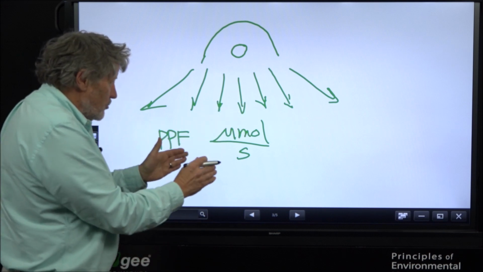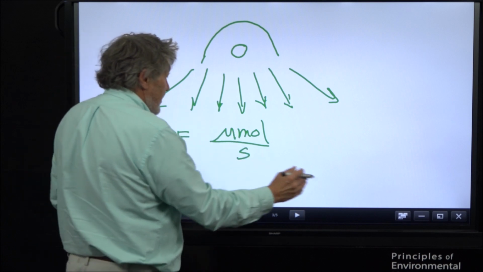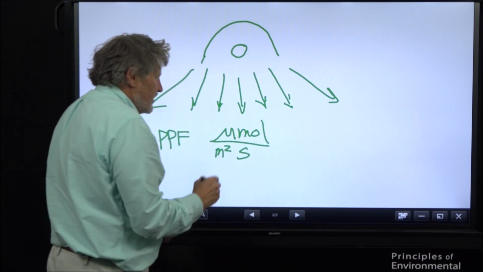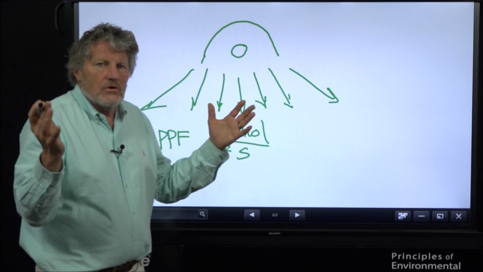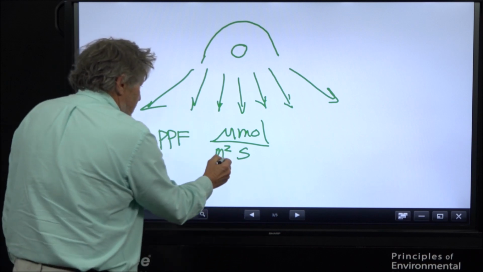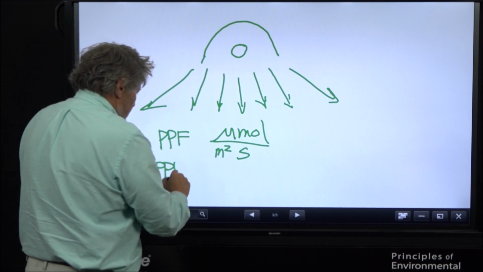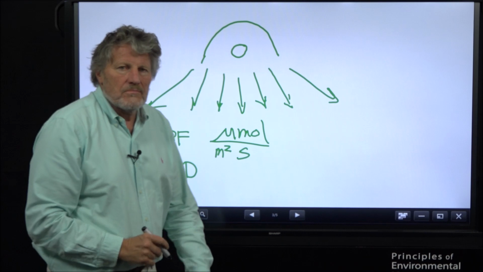But if we want to know the intensity at any given place, now we have to put the meters squared in here and say this is the intensity, because if you don't know the area, you don't know the amount of light for plant growth. And now when we put that area in there, it becomes PPFD. And the D stands for density, and that stands for meter squared.